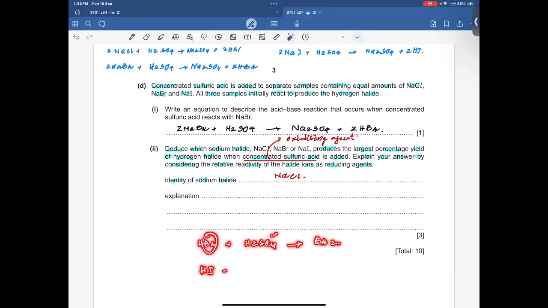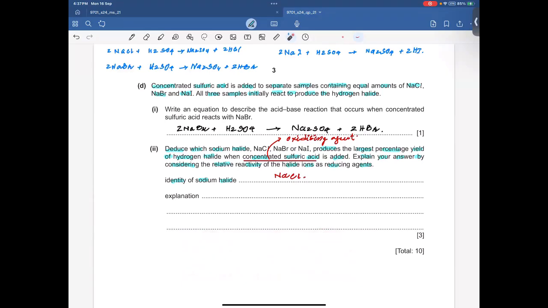Similarly, iodide ions are also acting as a reducing agent. So when concentrated sulfuric acid is reacting with it, it will oxidize iodide into iodine. So concentrated sulfuric acid can easily oxidize bromide into bromine and iodide into iodine, which means with sodium bromide and sodium iodide, you will not get the maximum percentage yield of hydrogen halide. Instead, you will get the maximum percentage yield of halogens, that is bromine and iodine respectively. So that's the whole logic behind that.